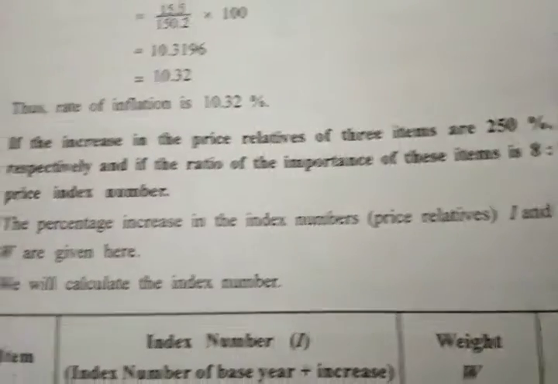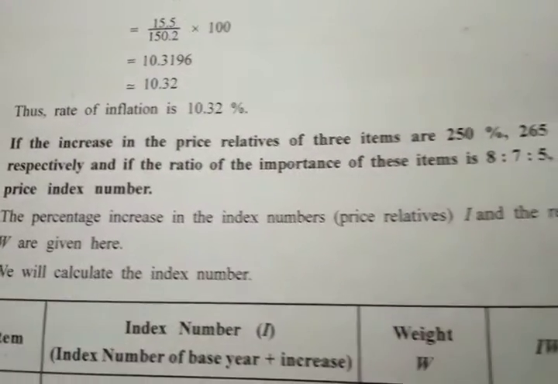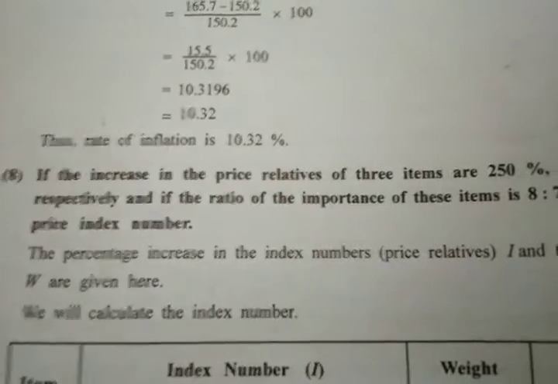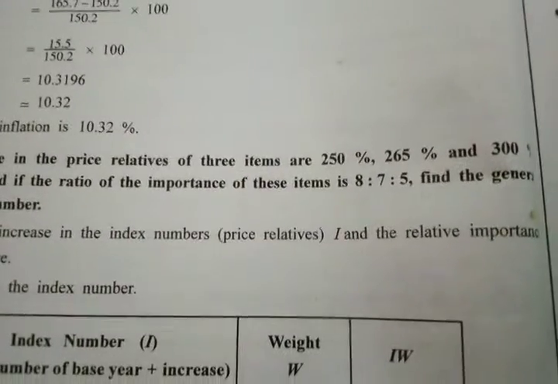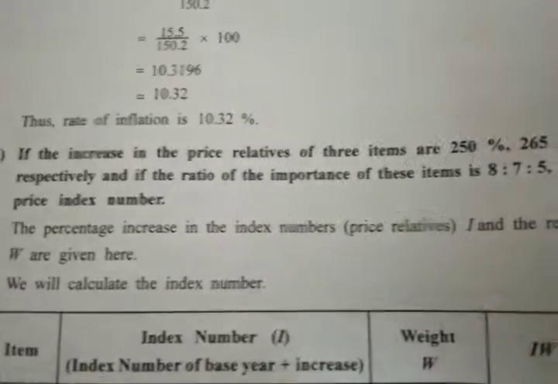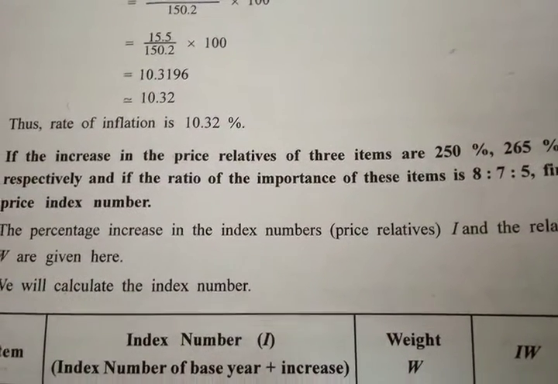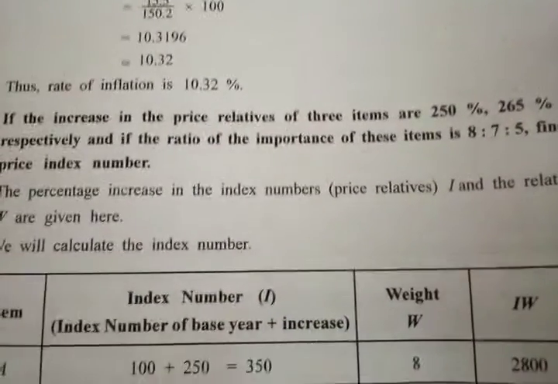And the last illustration is number 8. If the increase in the price relatives of three items are 250%, 265% and 300%, and the ratio of the importance of these items is 8:7:5, find the general price index number. What we are given? Increase in price relatives of three items are given, and also the weight is given.